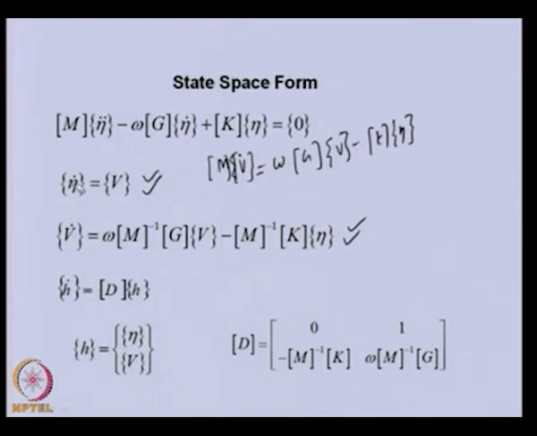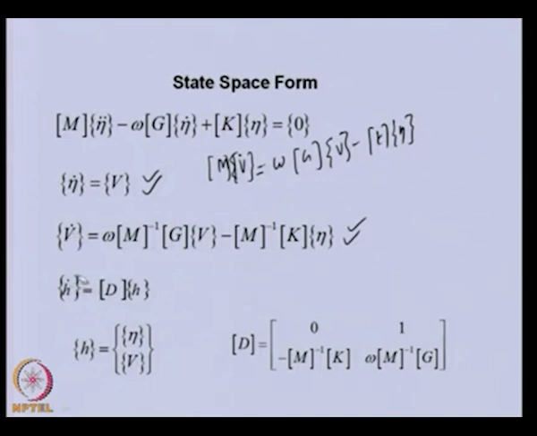Now you can see this equation and this equation are single derivative terms, but the number of equations will get doubled, because earlier we had the size of eta, and now we have this also as eta dot. So the number of equations got doubled here. These two equations we can club like this.